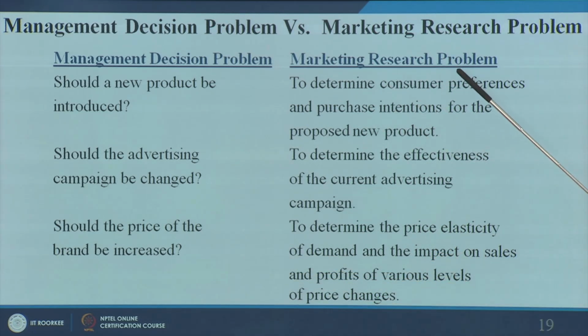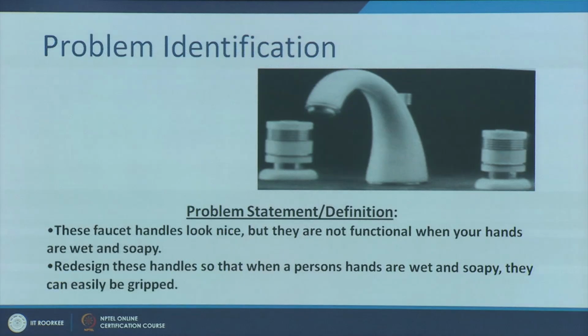On the other side, consumer marketing research says to determine consumer preferences and purchase intentions. What are the purchase intentions? Determine the effectiveness of the current advertising, how effective is the current advertising, and determine how elastic. In fact, if you remember, I told you in the first lecture also that people are very sensitive to certain products, the price elasticity changes with products, and accordingly you have to decide according to your product.